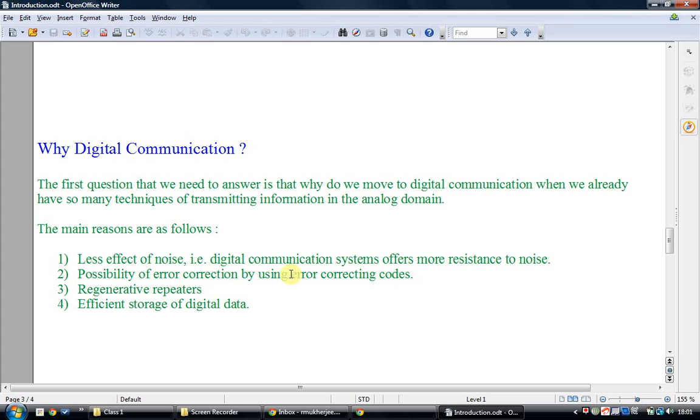Secondly, using some error correcting codes, we can increase the possibility of correcting the errors which happen during transmission. In other words, the possibility of errors can be reduced. In digital communications, we have regenerative repeaters. We do not have any such thing in analog communication. Lastly, digital data can be stored efficiently as compared to analog data.